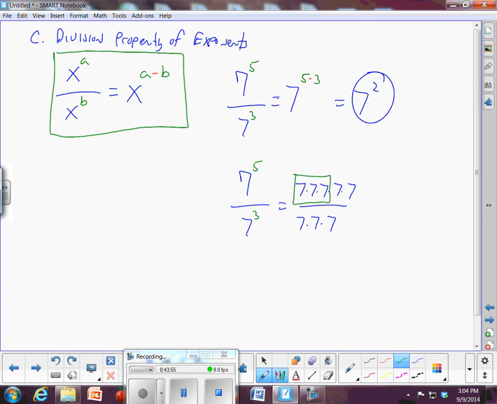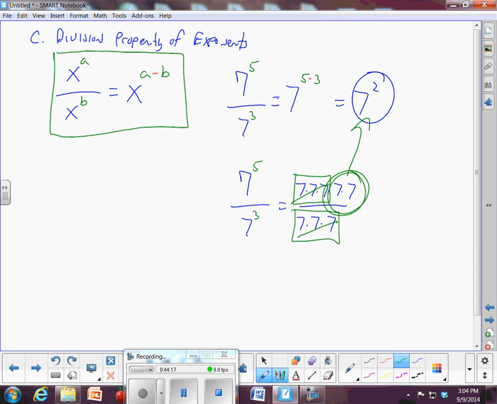Notice on the top is 7 times 7 times 7. On the bottom is 7 times 7 times 7. What is anything divided by itself? 1. All of that equals a 1. Look what you're left with. 7 squared, aren't you? Yeah, you are. And that's how the rule works, and that's why the rule works.